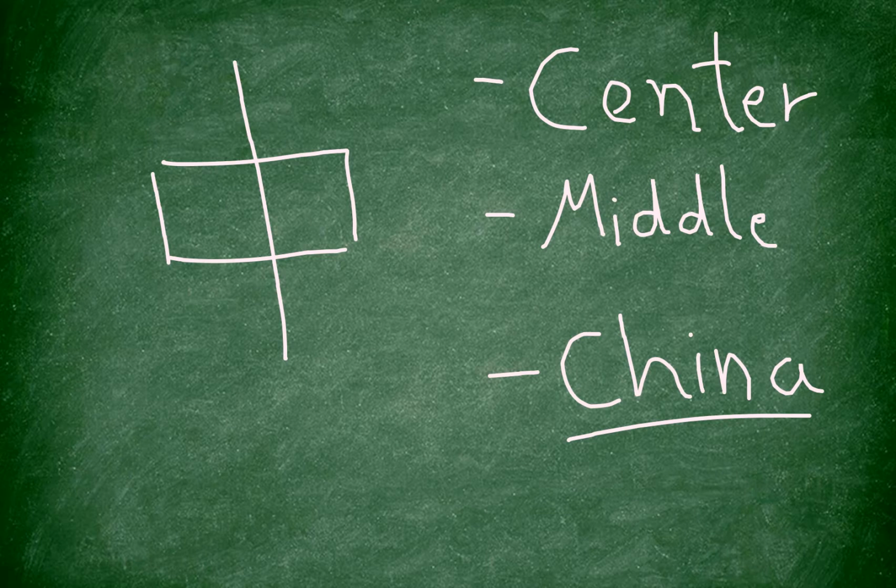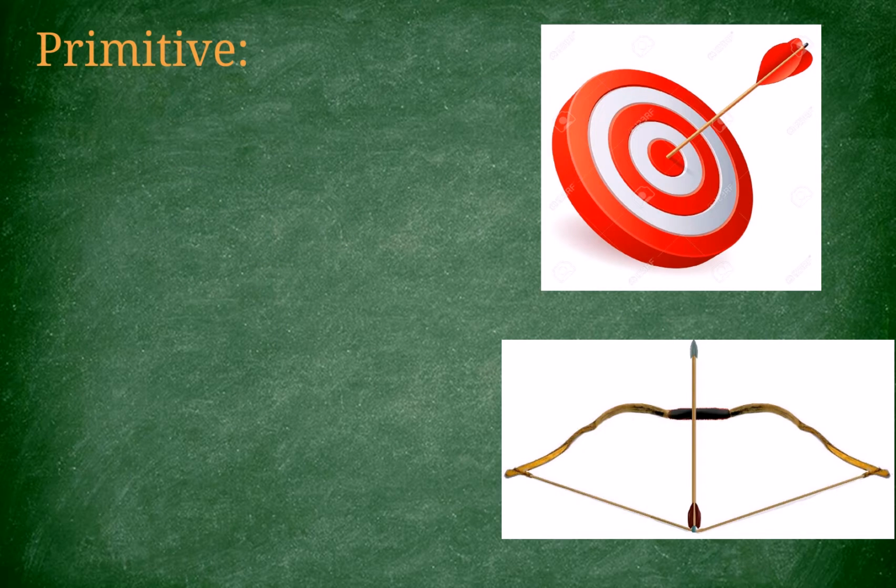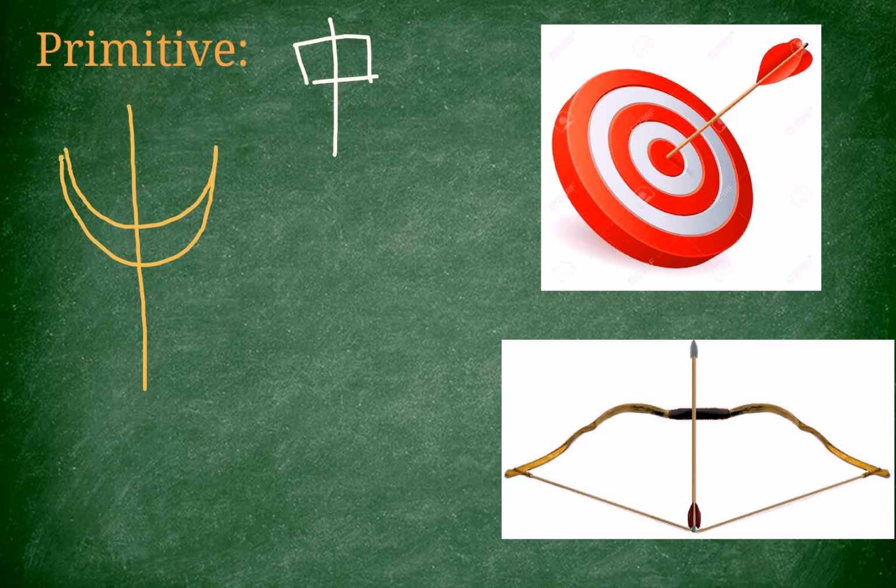So without saying much, let's get to the primitive. And let me change the pen. Alright, so here we are. The primitive of the character is actually related to a bow and arrow. So first, let me write down the modern character. Now let me write the primitive. By the way, it should have been better drawn. So that's the primitive.